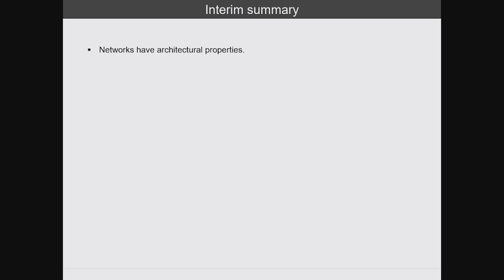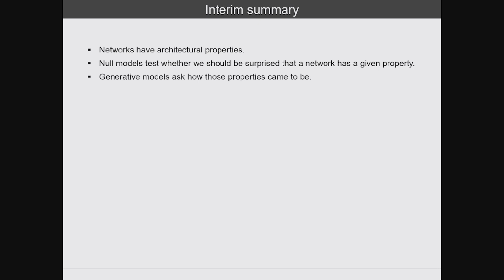Networks have architectural properties. No duh. I'm an elder millennial, so I still say duh. Null models test whether we should be surprised that our network has these properties. In contrast, generative models ask us how those properties came to be in the first place.